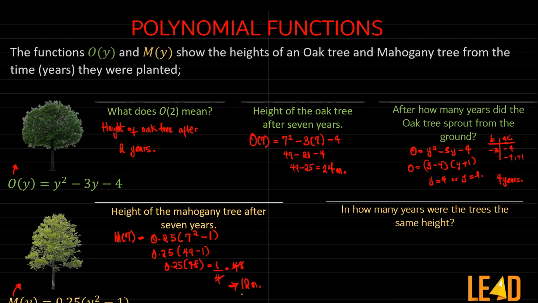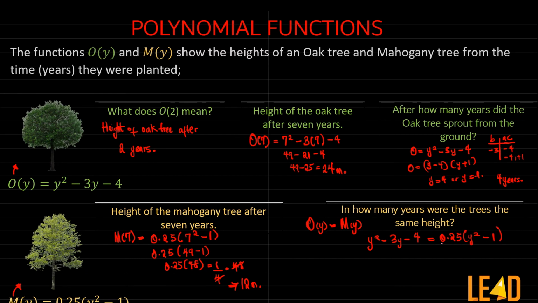And then the final question here is, in how many years were the trees the same height? Well, to solve this, that's basically asking where the heights are equal, so that's where O of y is equal to M of y, right? Okay, so that would be where y squared minus 3y minus 4 is equal to 0.25 bracket y squared minus 1.